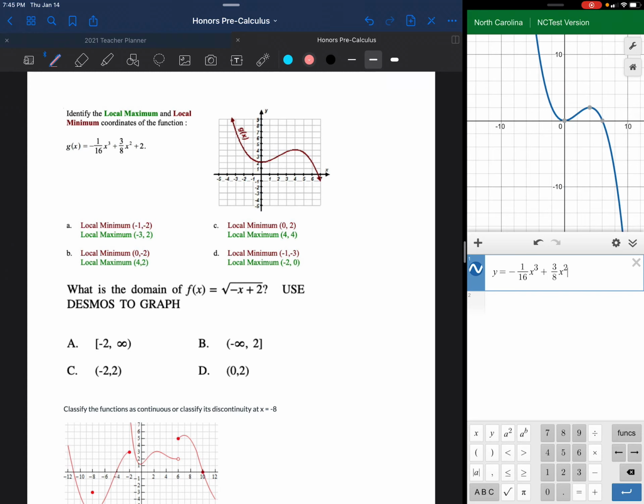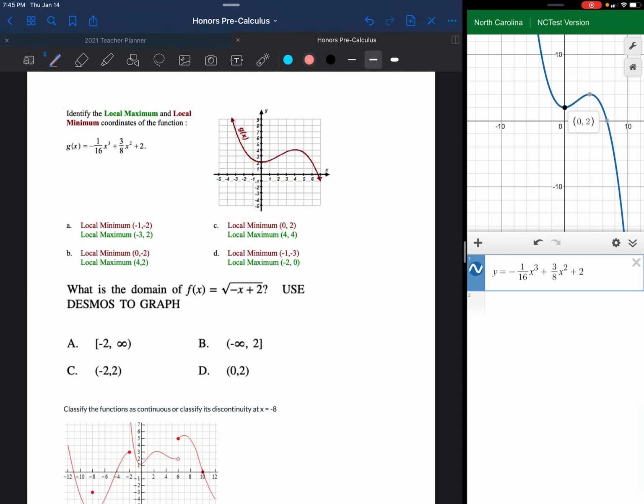I'm just struggling with this one. X squared plus 2. So just make sure it matches. Obviously, if you're struggling, just make sure that your pieces are in the right spot. So we have a minimum at 0, 2, and we have a maximum at 4, 4. So minimum at 0, 2, which is what we have here. And then we had a maximum at 4, 4. And that would have given me the answer is C.